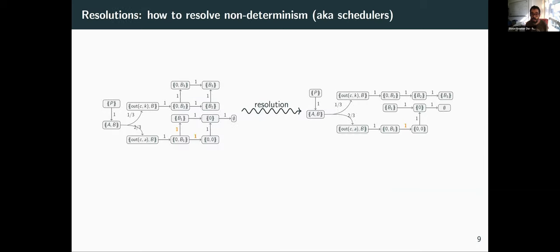If we want to reason about these transition systems, for instance to compute the probability of reaching a given state, we first need to resolve the non-determinism. We call this resolutions; sometimes they are also called schedulers. When there is a non-deterministic choice, like on this state where we can either go up or go to the right, the scheduler or resolution needs to make a choice. Here, for instance, I would choose to go to the right and go from 0b1 to 0,0, while another choice would have been to go up to b1. So this would be a scheduler.